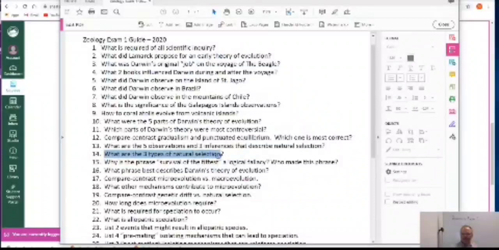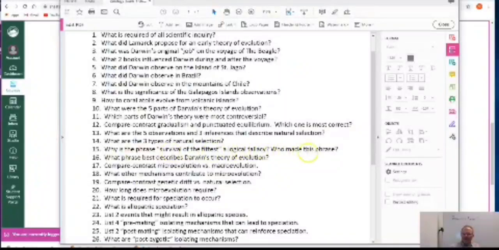Certainly, you have to know the 3 types of natural selection. That was directional, stabilizing, and diversifying. Okay, so survival of the fittest versus what Darwin really said. You should know that Darwin did not say survival of the fittest. That was Herbert Spencer. Not a good explanation for evolution, even though our book says that, which is kind of surprising.